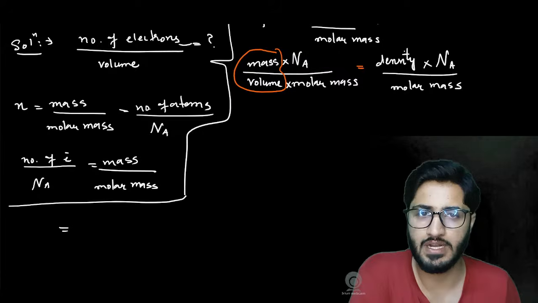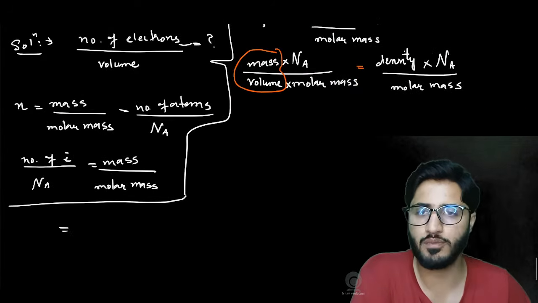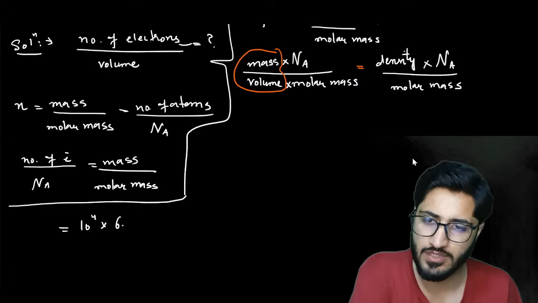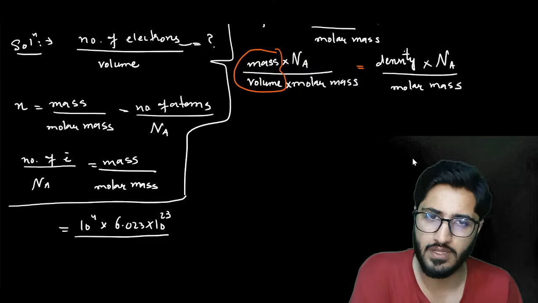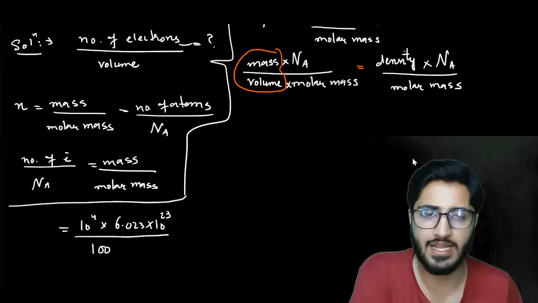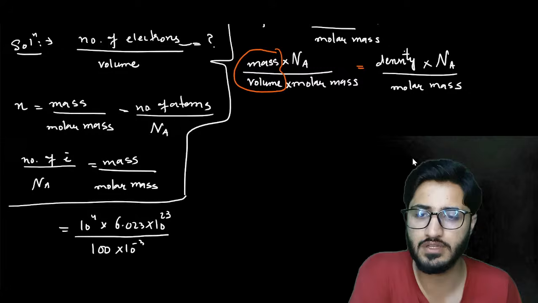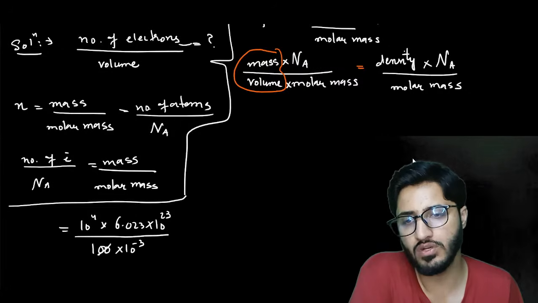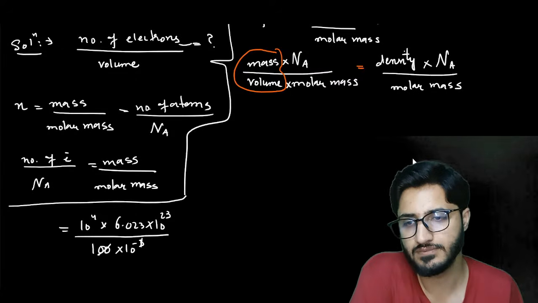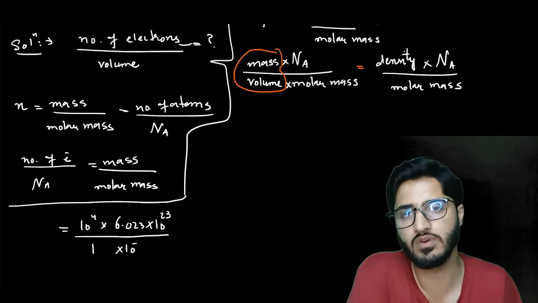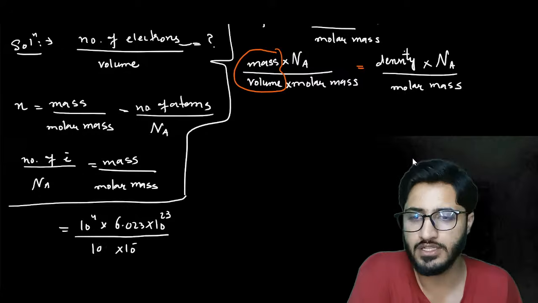So my density is given how much? 10 to power 4. Avogadro's number 6.023 into 10 to power 23, whole divided by molar mass, which is 100. But 100 is in grams, so I need to convert it to kilograms, 10 to power minus 3. Okay, or you will get confused. Now I will write this whole stuff, or else you will ask me, sir, how have you done this one, right? It is 100 into 10 to power minus 3.